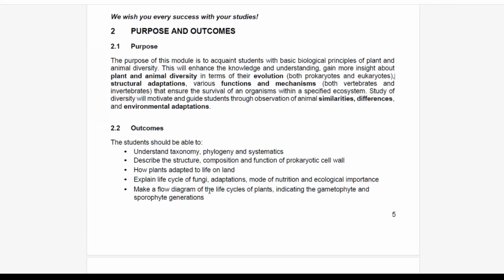And therefore the outcomes is where you need to understand the taxonomy, the phylogeny and systematics. Phylogeny and systematics is the unit that we'll start with today, and describe the structure, composition and functioning of the prokaryotic cell wall, how plants are adapted to life, explain the life cycle of fungi, adaptation, mode of nutrition, and ecological importance. Make a flow diagram of life cycles of plants, indicating the gametophyte and sporophyte.